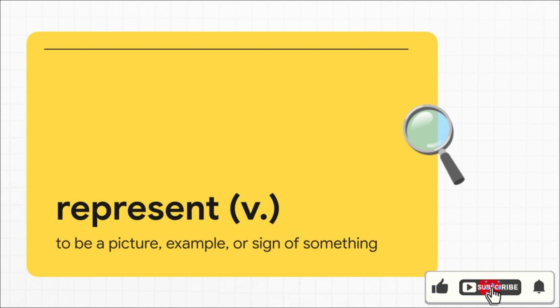And our third key tool is represent. When a text says a white dove represents peace, context shows us it means to be a picture, example, or sign of something. This concept is absolutely huge because, as we'll learn, the exact same color can represent entirely different concepts depending on where you are on the map.